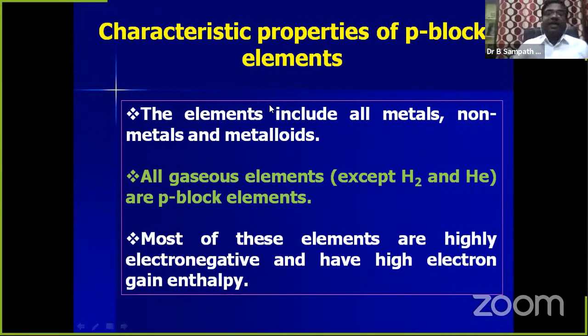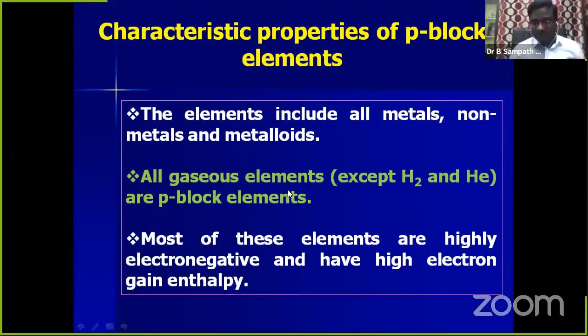So let us see the characteristic properties of p block elements. The elements include all metals, non-metals and metalloids. See children, the s block elements are only metals, but the p block elements include all metals, non-metals and metalloids. All gaseous elements are p block elements, except hydrogen and helium.